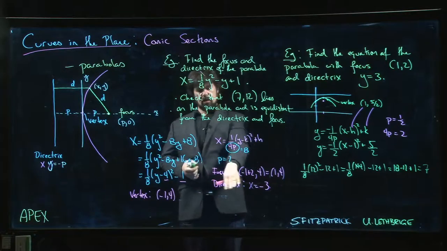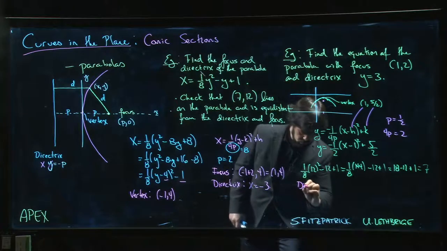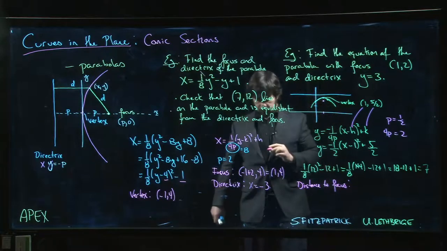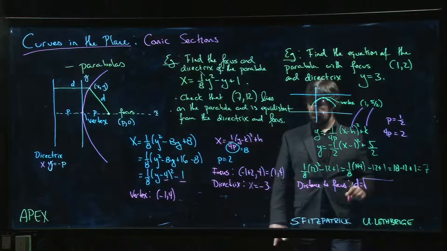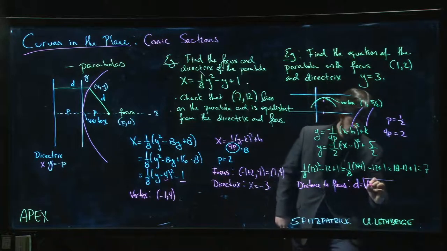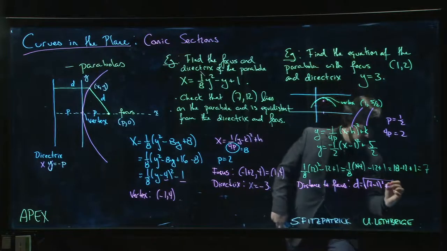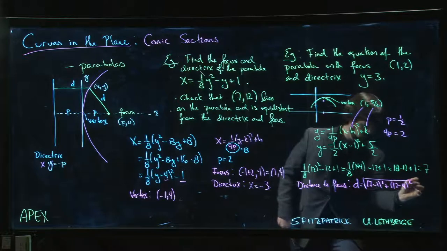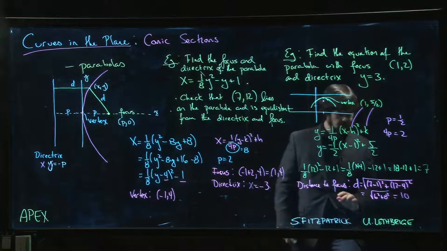Is it equidistant between the focus and the directrix? Let's see. Distance to the focus is going to be the square root of 7 minus 1 squared, and then 12 minus 4 squared. So that is 6 squared plus 8 squared, 36 plus 64. Square root of 100 is 10.